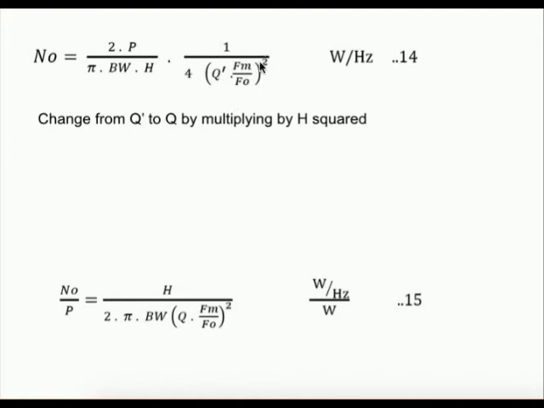So when the oscillator is running, that's the actual filtering function we have, but really what we need to have in terms of an equation that represents the oscillator is the actual loaded Q. So because this here is squared, then to get from Q dash to Q we need to multiply by H squared. So that's what we do down here, and we've also put the P on the bottom. So now we've actually got the noise out of the oscillator to the power ratio, and we've got an expression for it here.